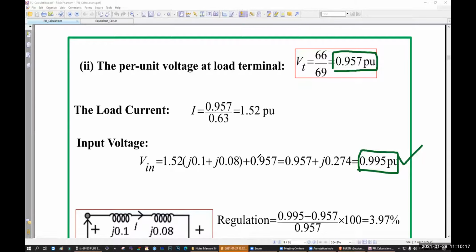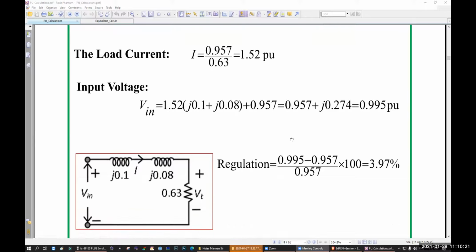So what is the regulation? Regulation means how much voltage you have given and how much you have got, expressed as a percentage. So input minus output divided by input. No, not input, it's output. Input minus output divided by output into 100%. So you got 3.94%. That is called voltage regulation. Understood?